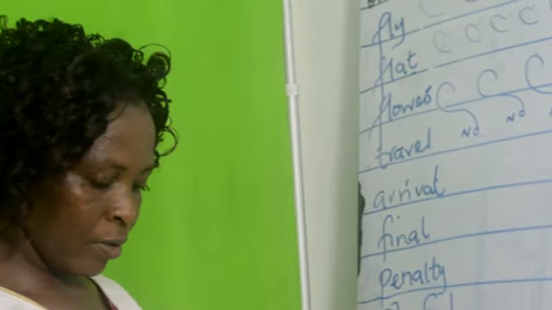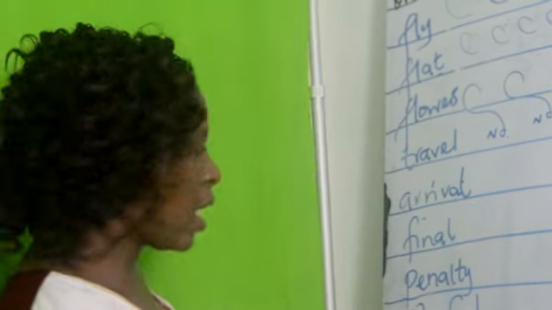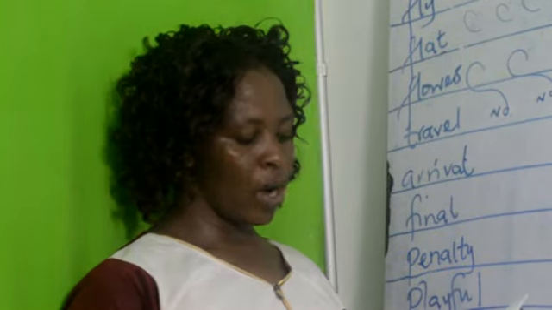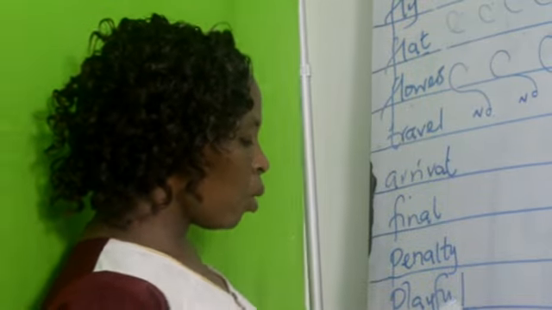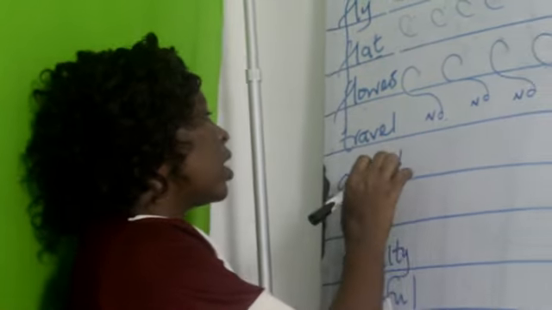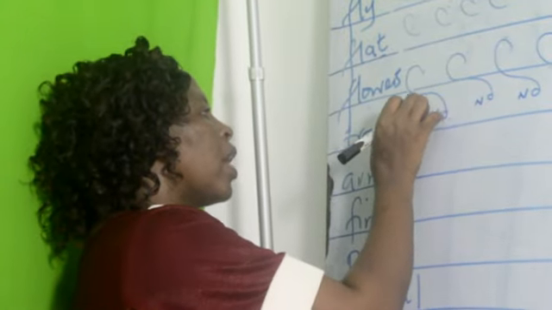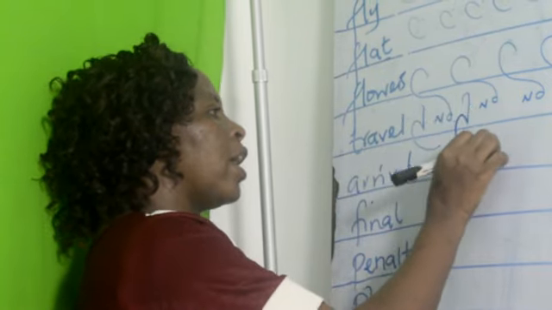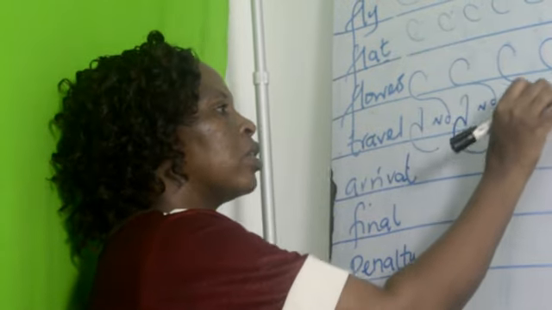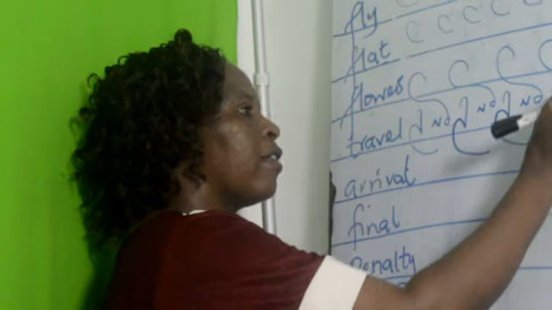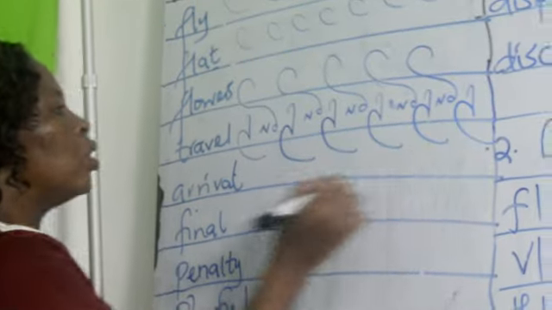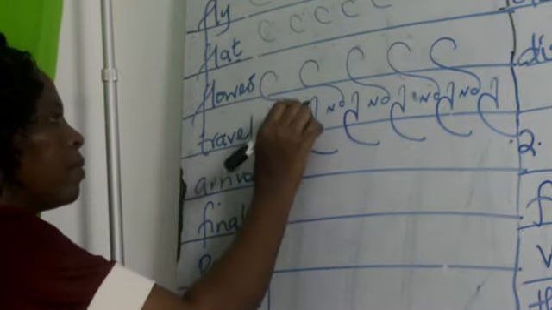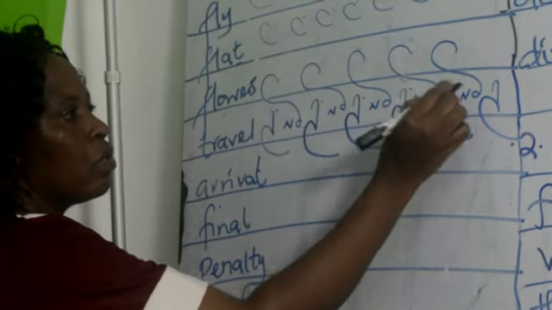Then we have the word travel. The word travel is a T hooked for R and a V hooked for L. A stroke of T hooked for R above the line and a stroke of V hooked for L. Travel. So the T is hooked for R and it's above the line because of short R.